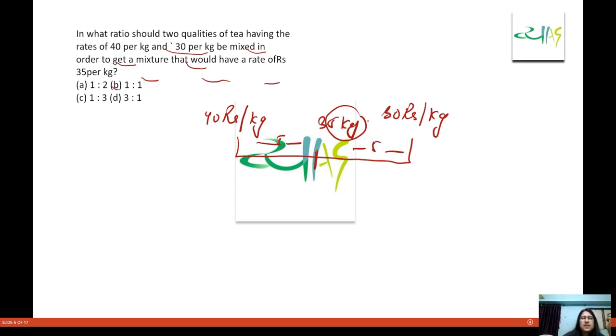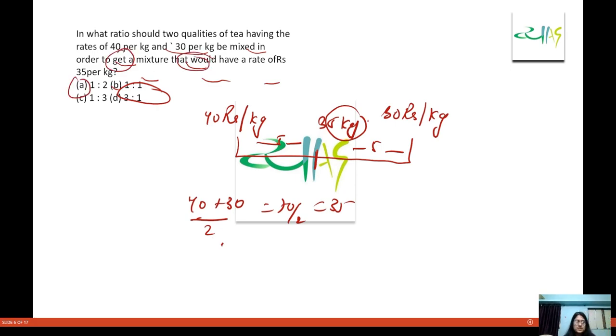This is very apparent. See, in this question, if you do the average of 40 plus 30, so what are you going to get? 70 by 2, that is 35. So that means they are equally mixed. So 1 is to 1. So looking at the quantities also, you can guess what is the ratio.